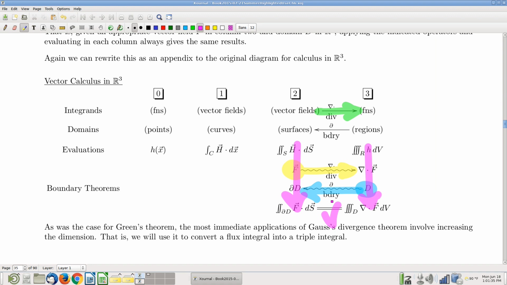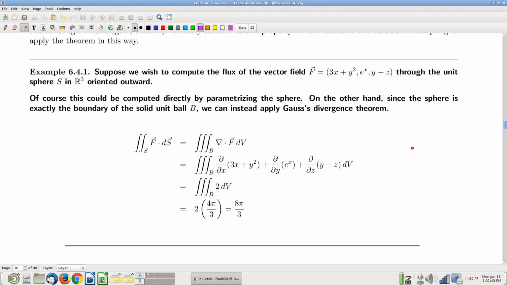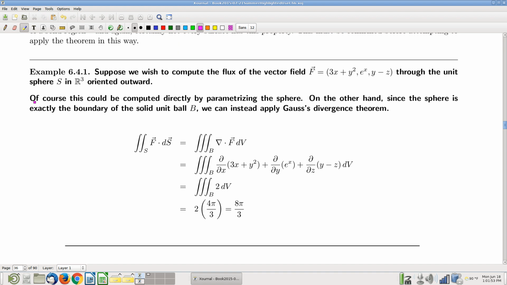How we doing? Everybody happy? Okay, quick example. All right, so we want to compute a flux. We have a vector field given. We have a surface given. How do you compute this flux?